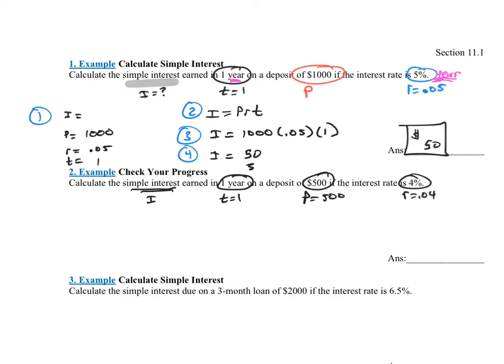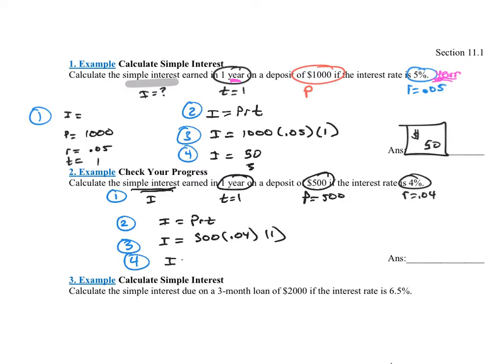We have now identified the variables. That's step 1, right? So step 2 would be write out the formula. The formula I'm using is I equals PRT. The third step is fill in the numbers. P here was 500. R was 0.04. And T was 1. And then the fourth step is just calculate it out.